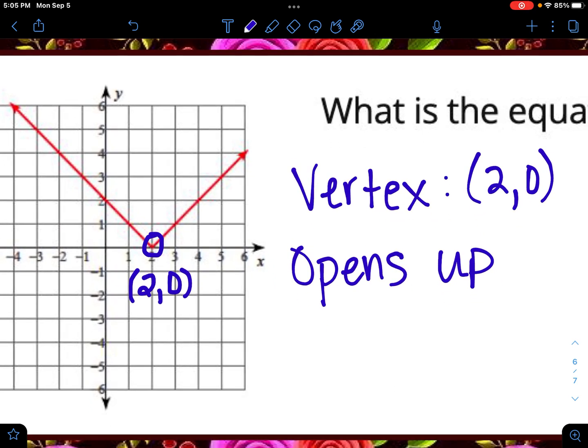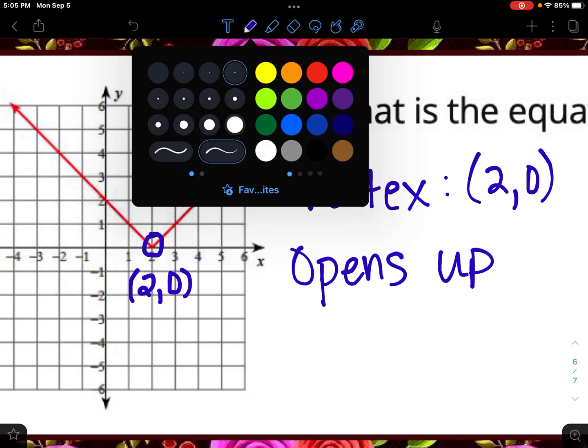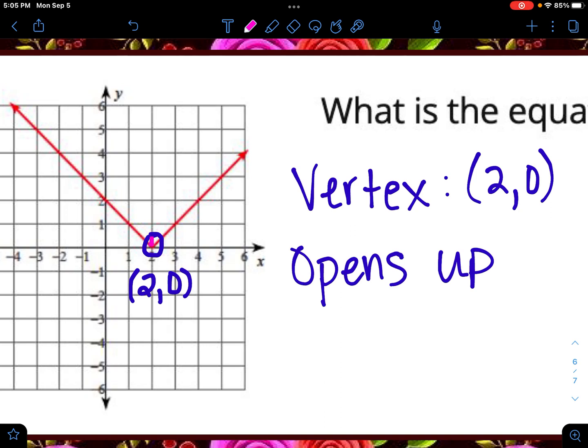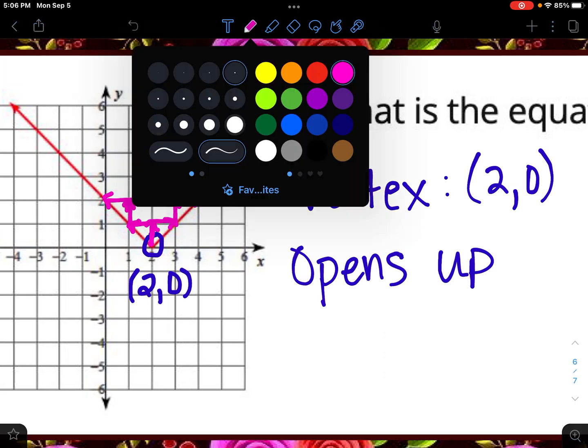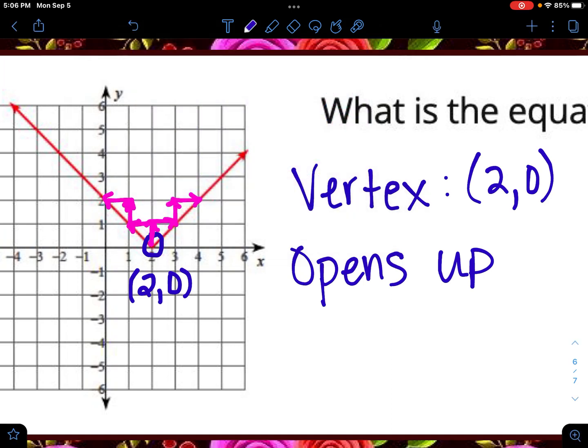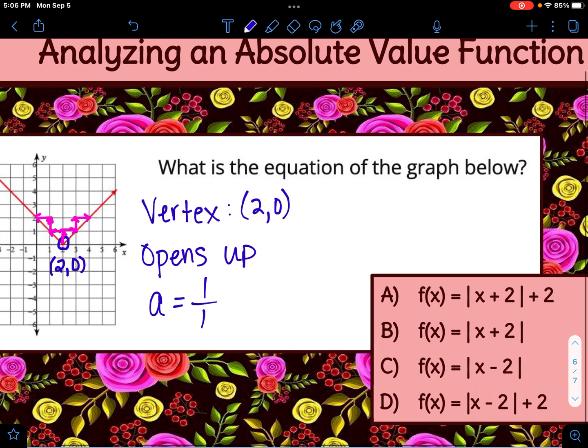When I start from the vertex, I'm going to count up 1 over 1, up 1 over 1 on both sides. Up 1 over 1, up 1 over 1. So my a equals 1/1. So now I'm going to take that information and go look at my options.